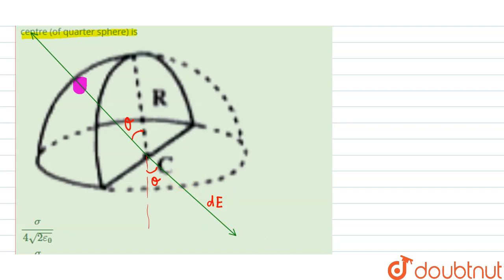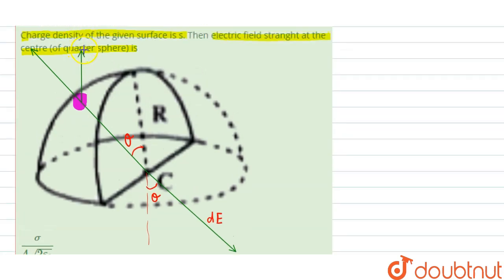Now we can resolve this elementary area into two components, vertically and horizontally. Vertically it makes an angle theta. If you consider this is dA and this is theta, the vertical component will be dA cos theta, and the horizontal component is dA sin theta.